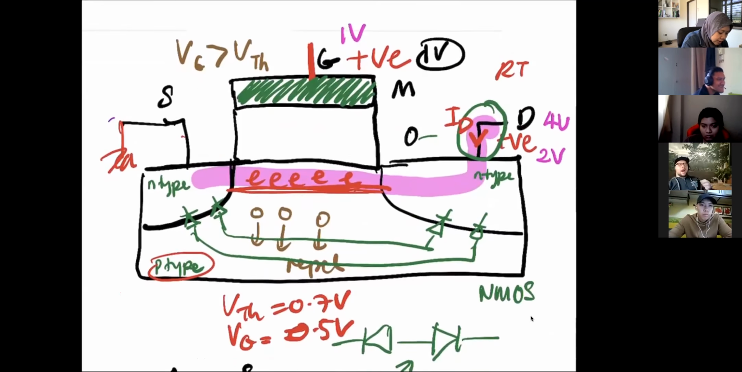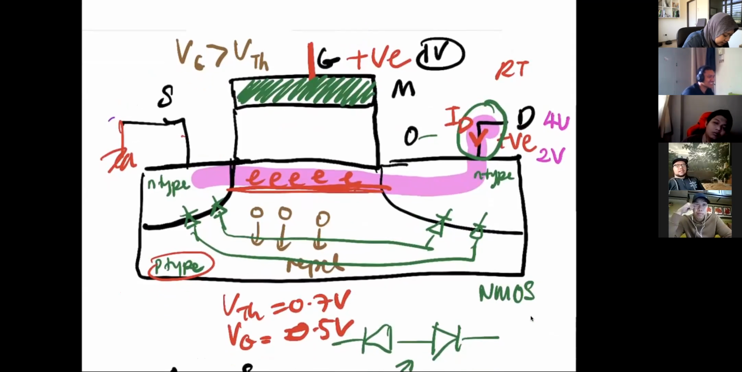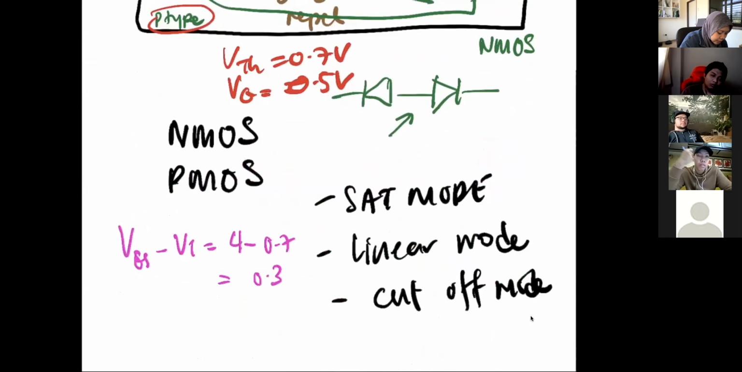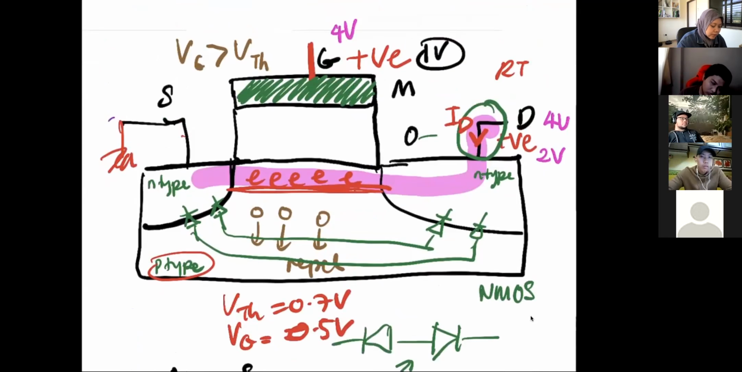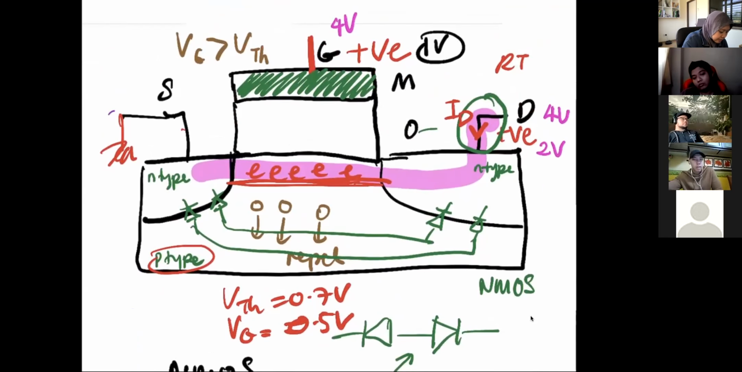So I'll make it bigger. Let's say I make the voltage here bigger, to 4 volt. So 4 minus 0.7, it will be how much? 3.3. Yes, so 3.3 volt. So now if I apply this voltage of 2 volt, okay, I'll change this. I apply a 1 volt voltage.